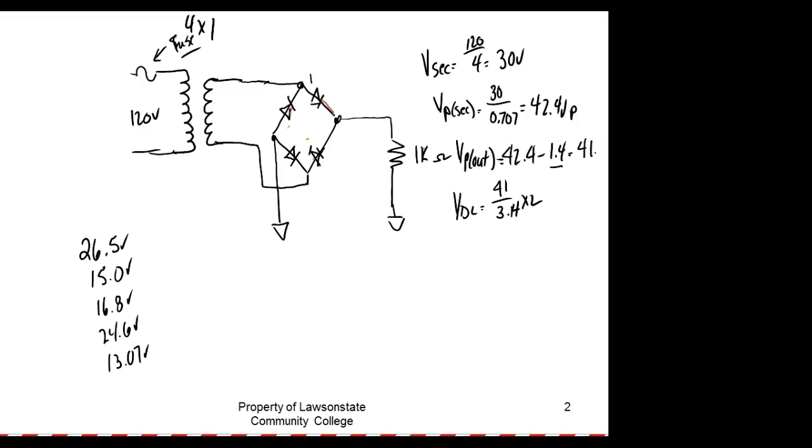So what does that give us? $20-something volts. Times 2. 26 volts. So everybody see where they made mistakes at. Let's try that other method.